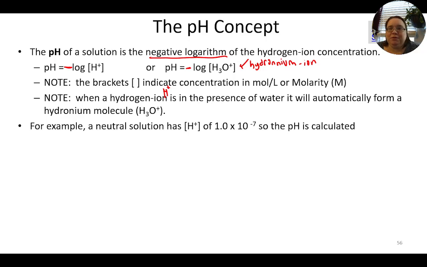So let's look at a couple examples. For example, I have a neutral solution, which has an H plus concentration of 1.0 times 10 to the negative 7. Well, how do I calculate its pH? Quite literally, you're going to take the negative log.